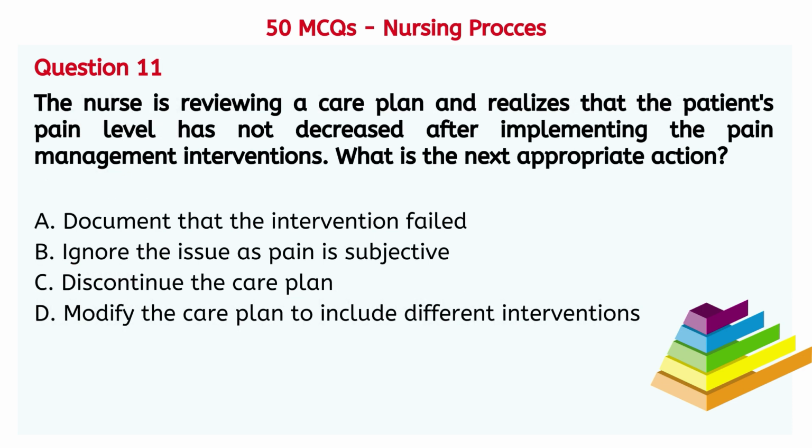Question 11. The nurse is reviewing a care plan and realizes that the patient's pain level has not decreased after implementing the pain management interventions. What is the next appropriate action? The options are A. Document that the intervention failed, B. Ignore the issue as pain is subjective, C. Discontinue the care plan, D. Modify the care plan to include different interventions.